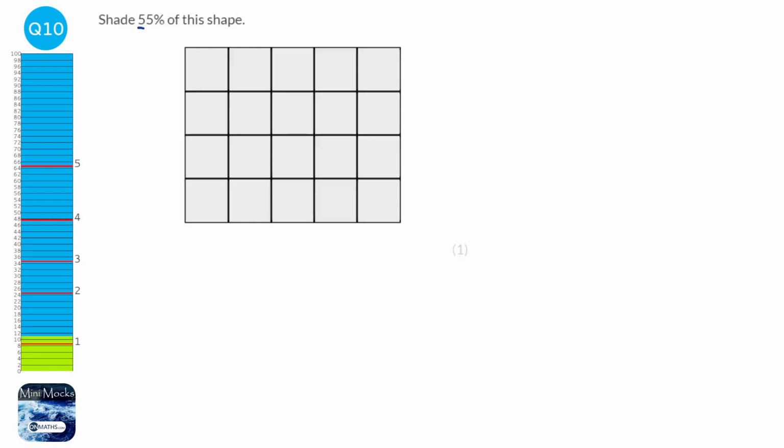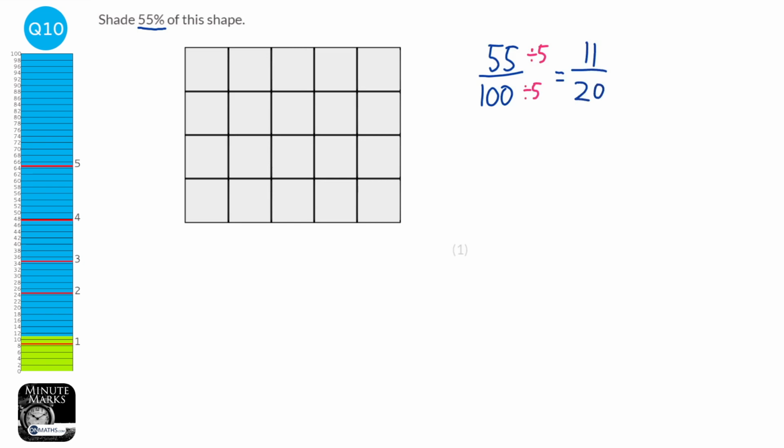So 55% is the same as 55 over 100. And what I can do is divide the top and bottom of the fraction by 5. And so that is going to equal 11 over 20.